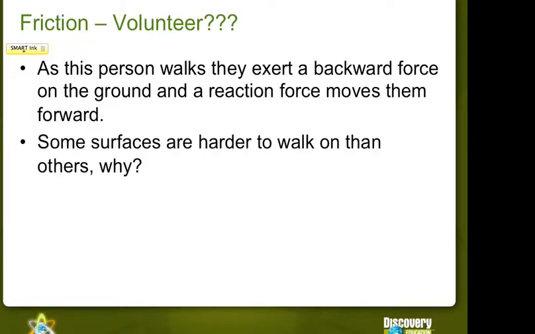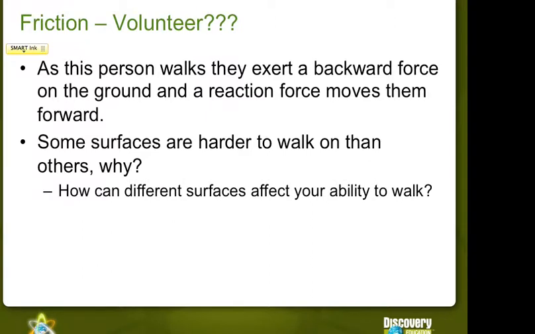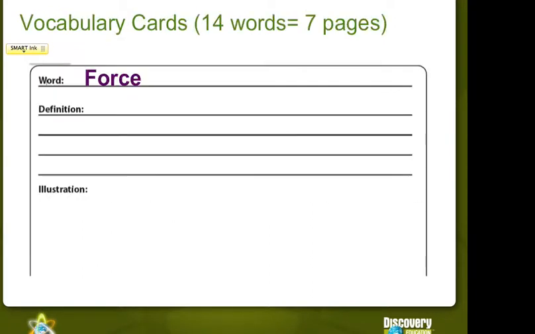Some surfaces are harder to walk on than others. Think about reasons why. Less friction will make it a lot slippery. More friction will make it a little bit more difficult, like a gravel ground. An icy ground would be less friction, and that would be difficult as well. Think about different surfaces and how they affect your ability to walk.